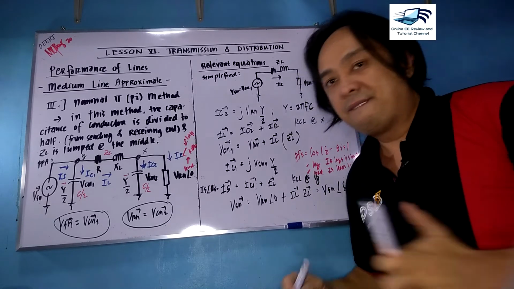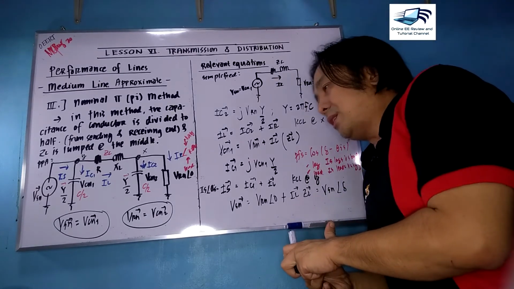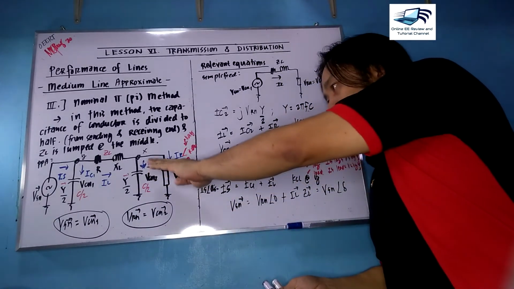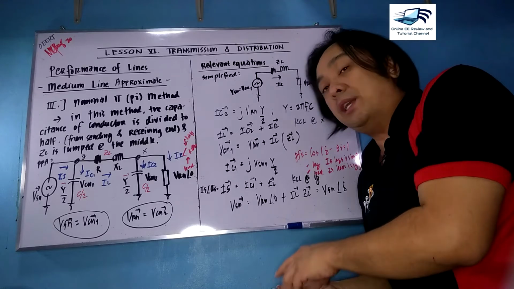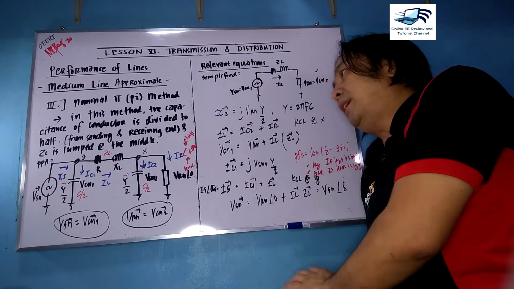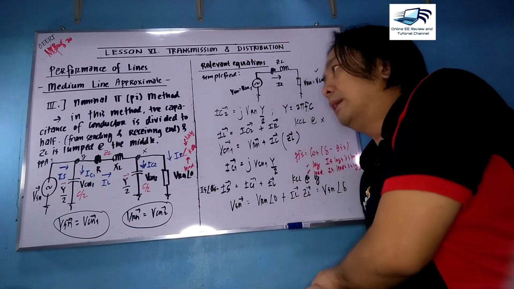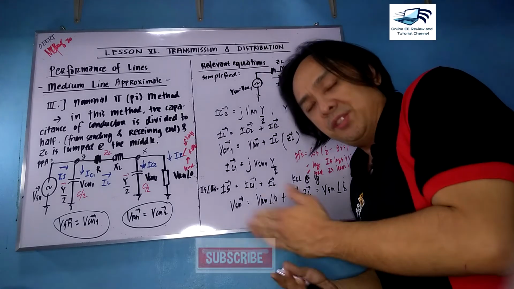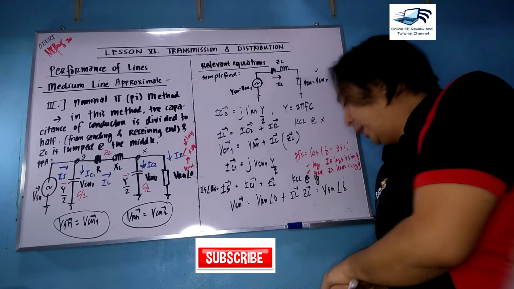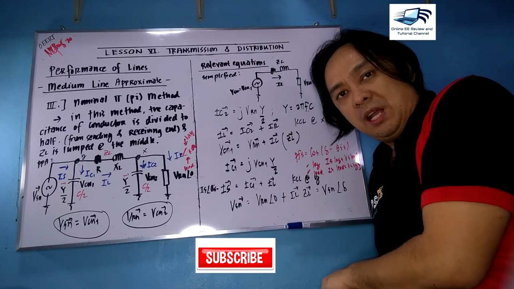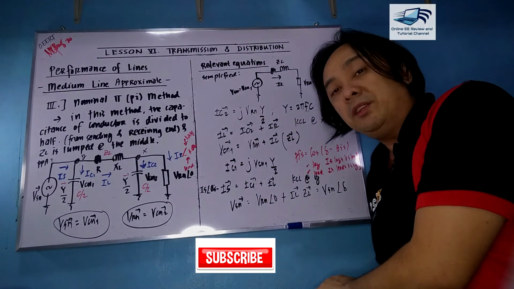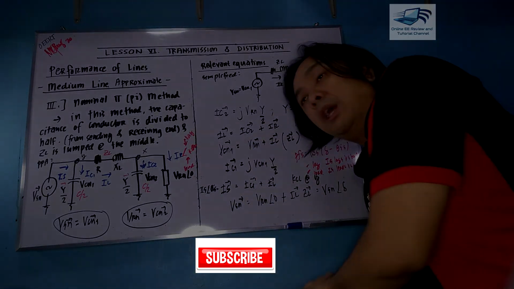So these equations are just based on this per phase analysis of a nominal pi, and the nominal pi is the most practical medium line approximate that is being used in a power system. We will discuss now in our next video long lines, an interesting problem, especially the rigorous method or the real solution. Stay tuned.